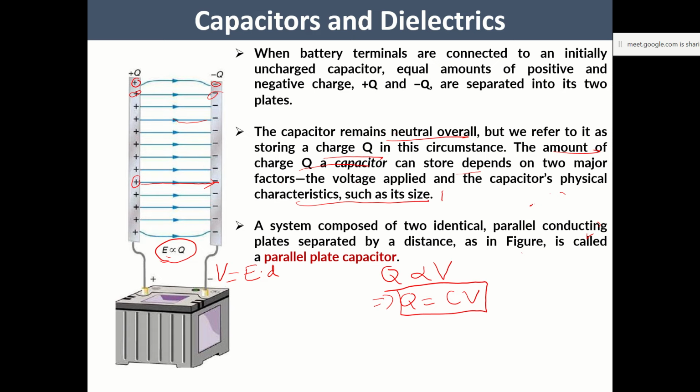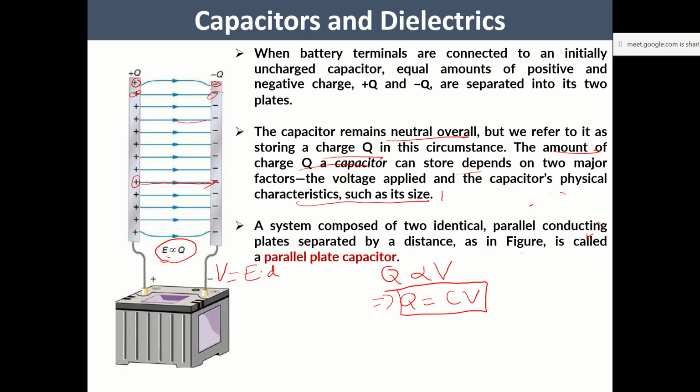So all these things can be related to each other in a system. These are two important things: one related to the size, another related to the charge, and this is capacitance. So storing capacity can be defined in this way.